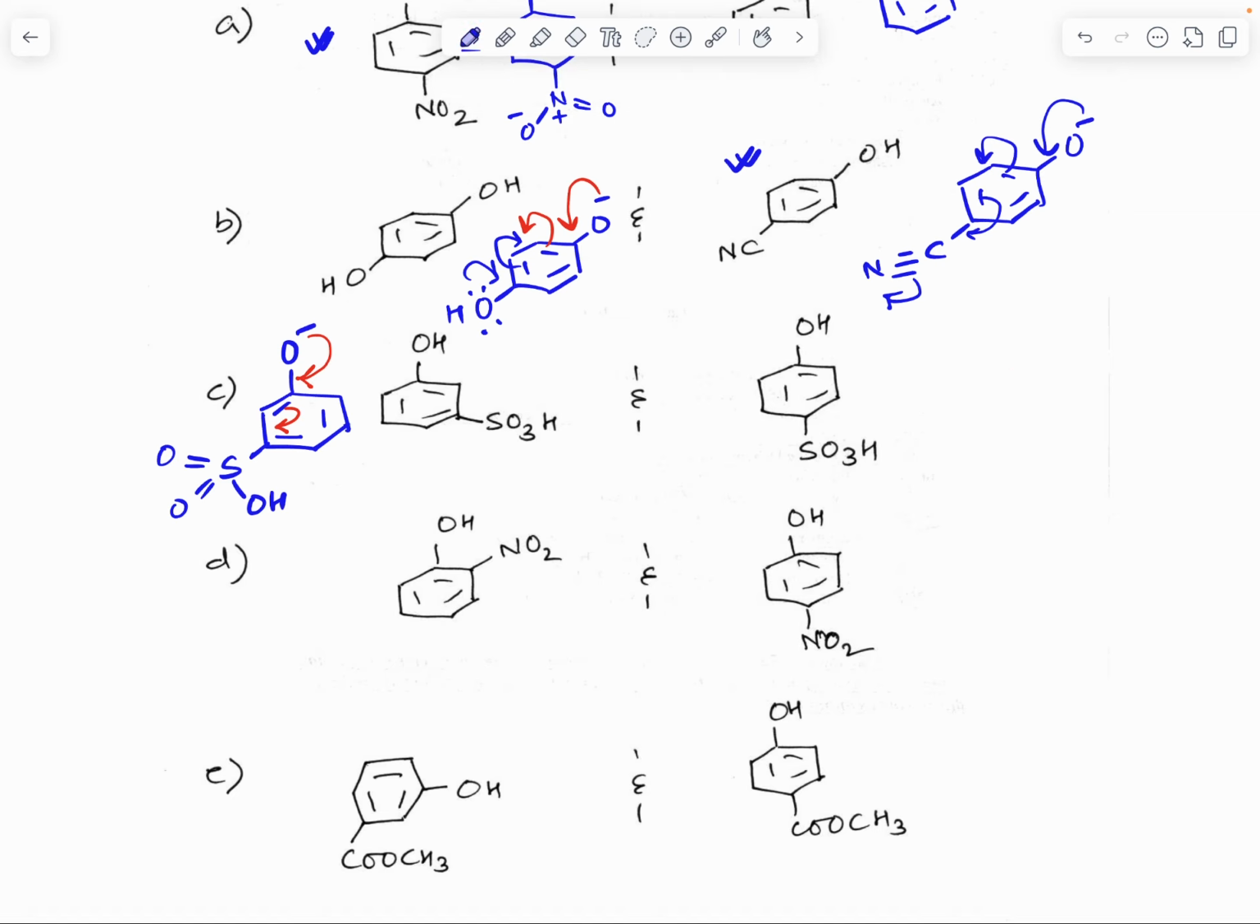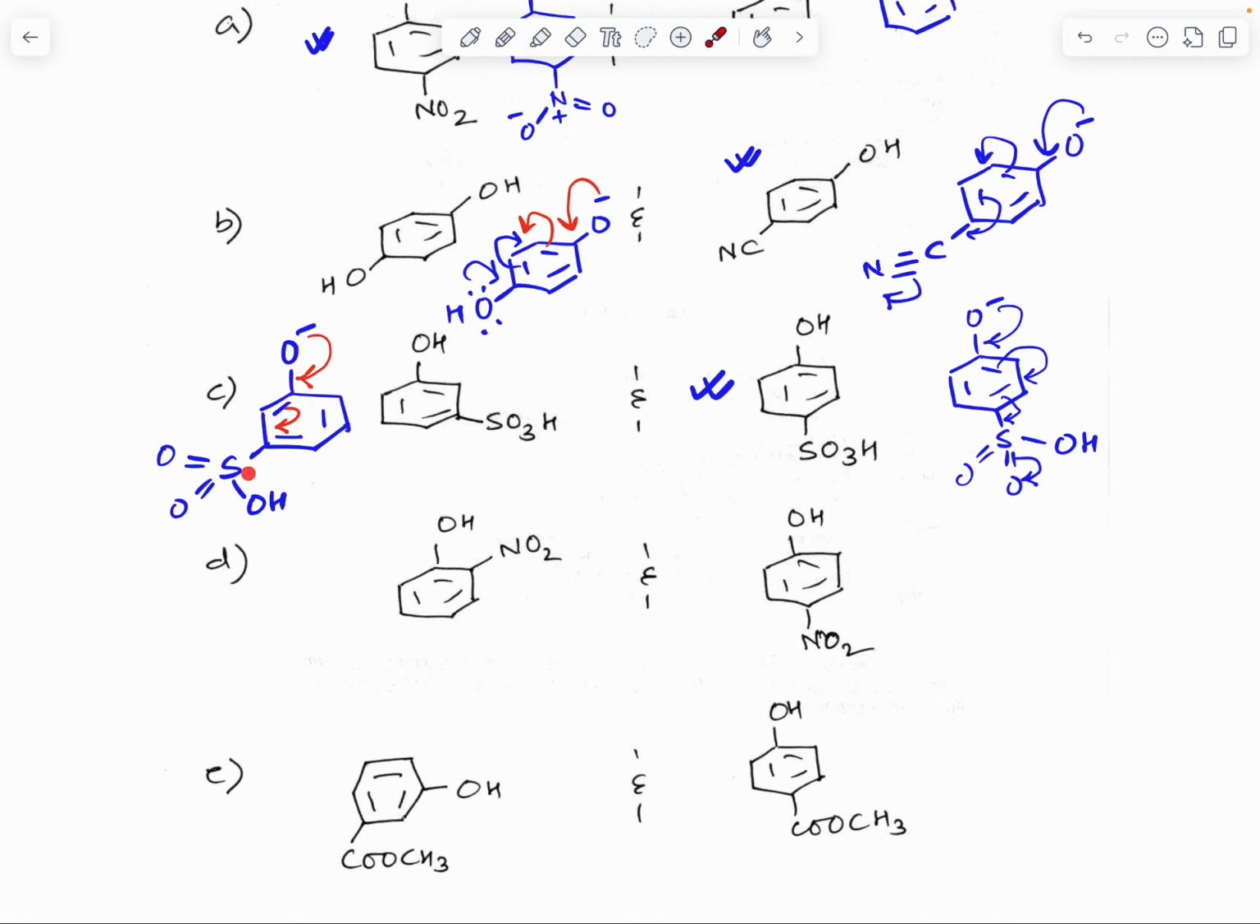Let me change my colors. Here's my conjugate base, and there is my SO3H. When I start pushing the arrows, that goes in and that goes up. See, an electron withdrawing group at the para position is stabilizing the conjugate base. Therefore, in this case, that is a stronger acid.